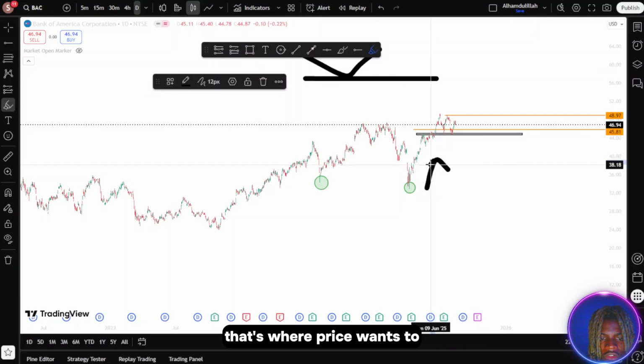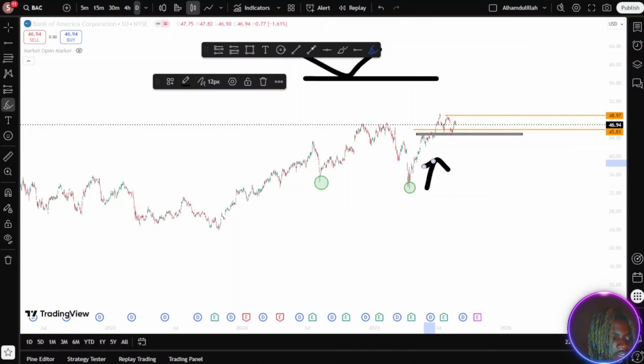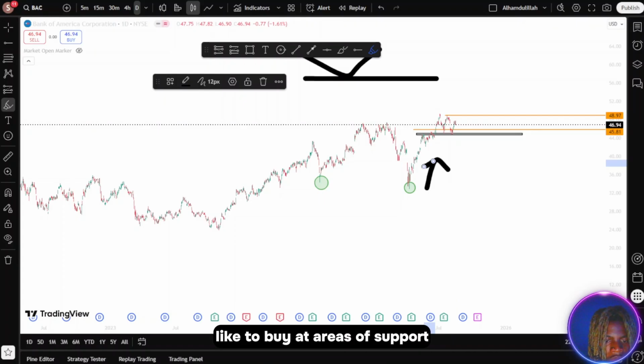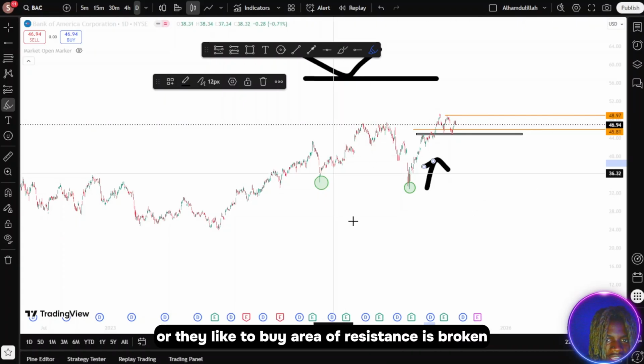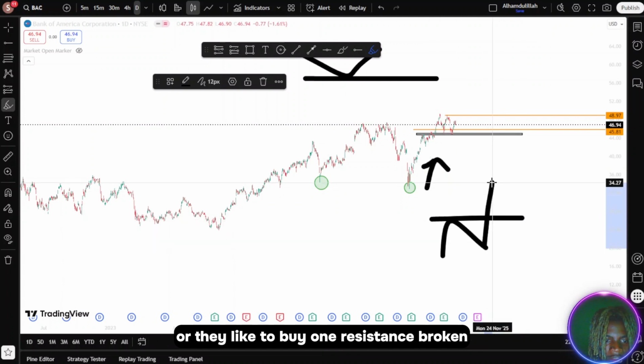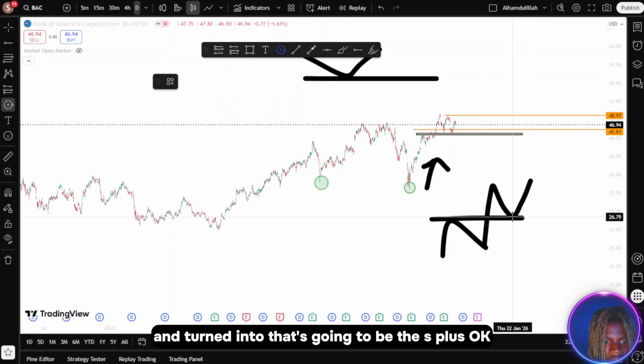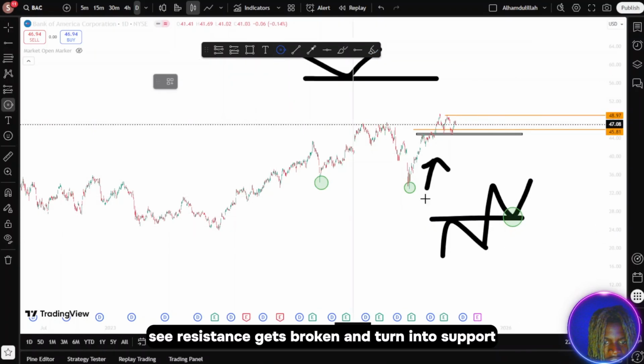That's where price wants to stop falling and decide to bounce upward. Okay, I'm going to go ahead and call this area support. People like to buy at areas of support, or they like to buy when resistance is broken, or they like to buy when it's broken and turned into support. That's going to be the S plus. Okay, the resistance gets broken and turned into support.